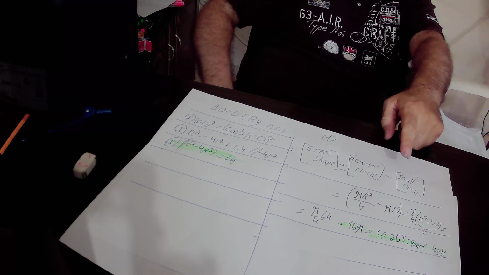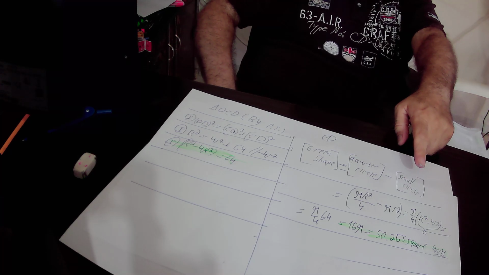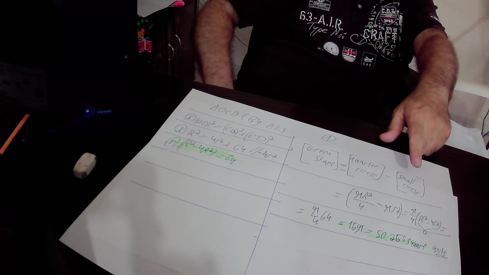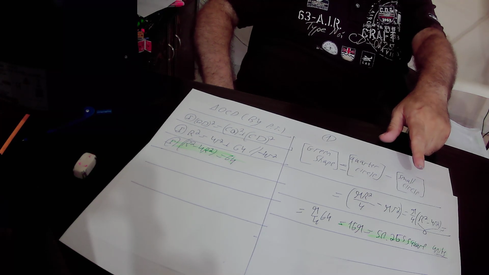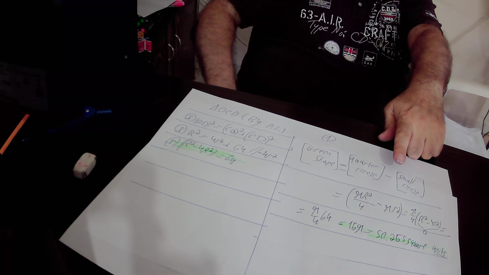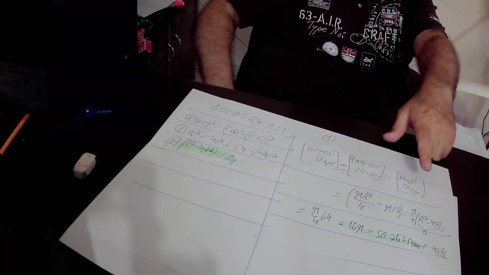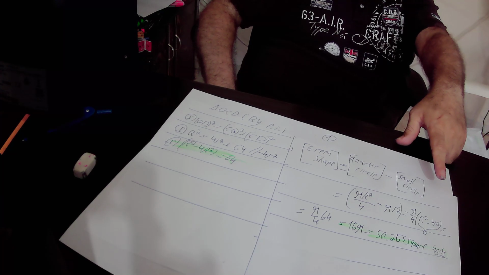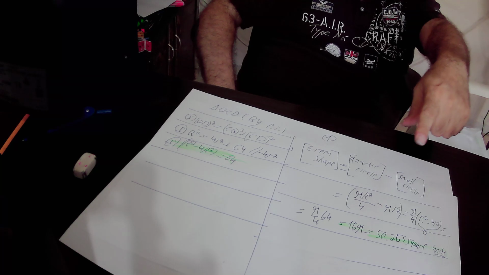Here we take pi over 4 as the common factor. So what is left from pi times capital R square over 4 after we take pi over 4 as the common factor? What is left is actually capital R square. What is left from minus pi R square after we take pi over 4 as the common factor? What is left is actually minus 4R square. Why? Because minus 4R square times pi over 4 equals exactly minus pi R square.